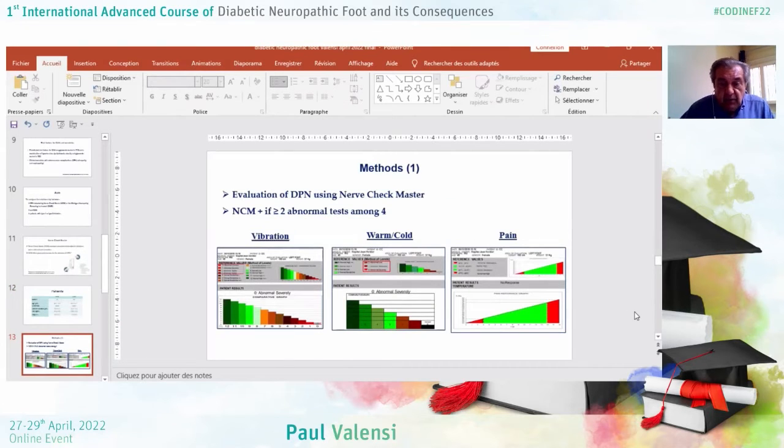Well, regarding Nerve Check Master, as I mentioned, we have here the four sensitivities we test, and we can consider that peripheral neuropathy is present when at least two tests were abnormal among the four tests.